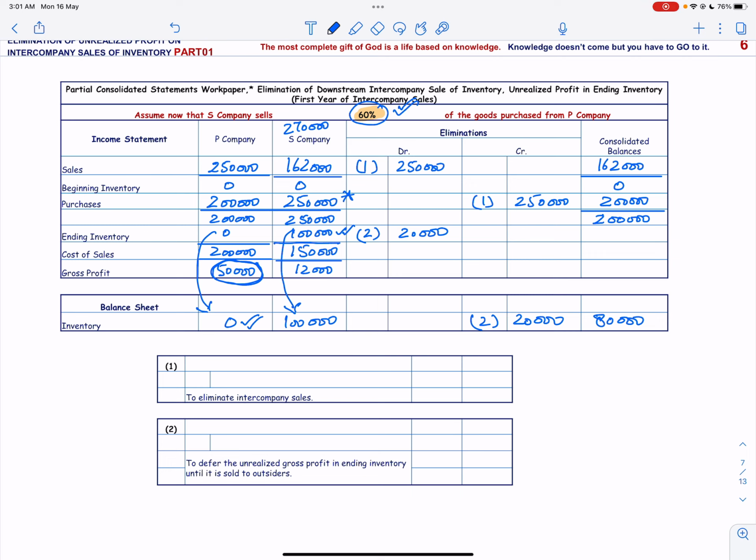And here also the ending inventory is 80,000. So the cost of sales is 120,000 and the gross profit is 42,000.